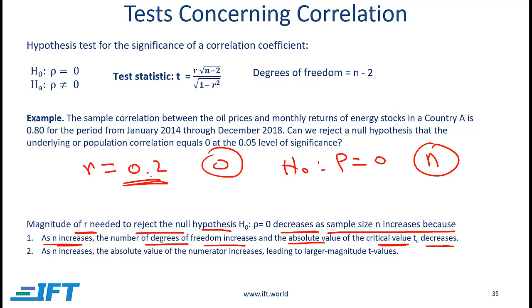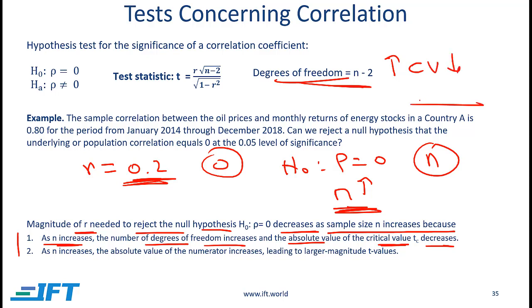If R is relatively small, you will need a larger sample size in order to reject the null hypothesis that the correlation is 0. And here we are saying there are two reasons for this. When n is larger, then the degrees of freedom will also be larger. And if the degrees of freedom is relatively high, the critical value will be lower. So remember, when we come up with a critical value, if we have a high degree of freedom, then this critical value will be relatively small, which means that it is easier to reject the null hypothesis.